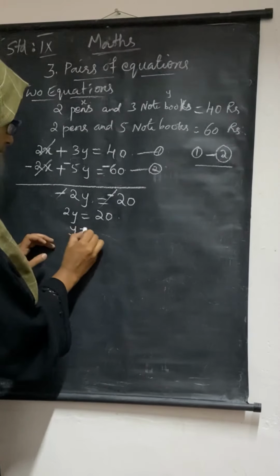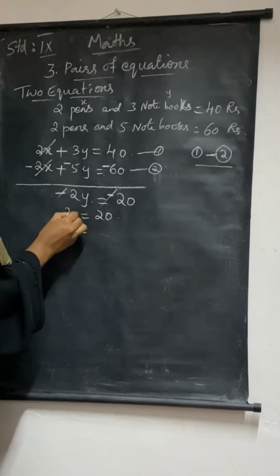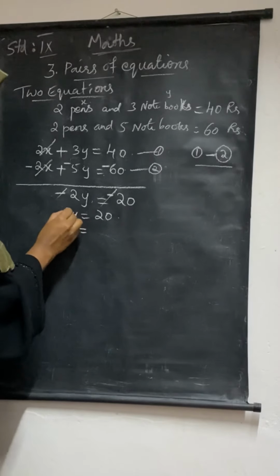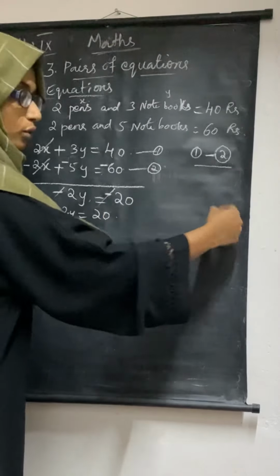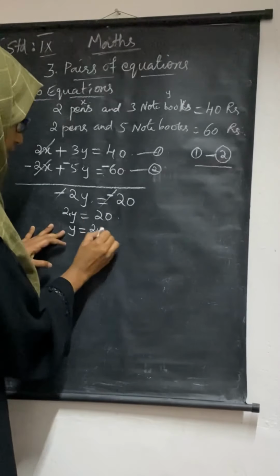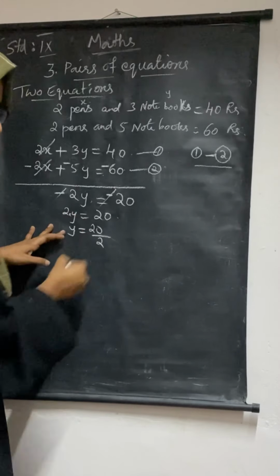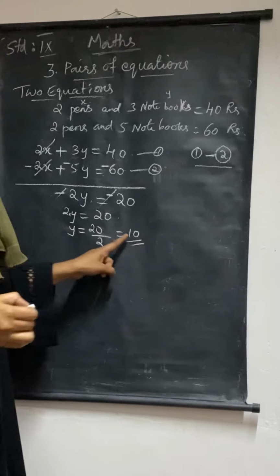Y is how much? I told you to find out the y value or x value. The into 2 becomes division here. We told, no? Into goes to that side as division, and division goes to that side as into. So keeping 20 here, 20 by 2, because into becomes division. Half of 20 is 10. So the y value we got is 10.